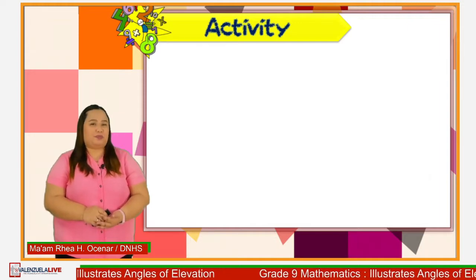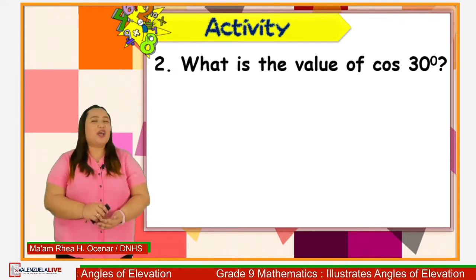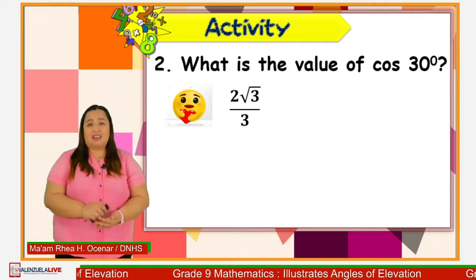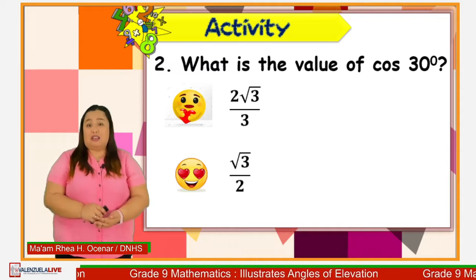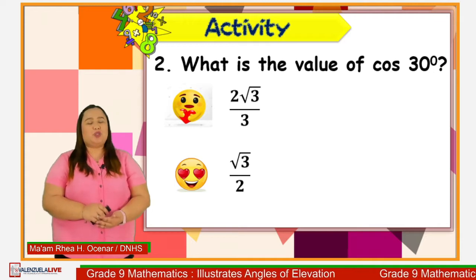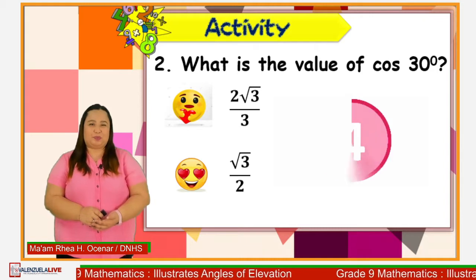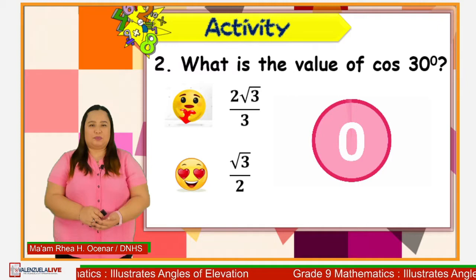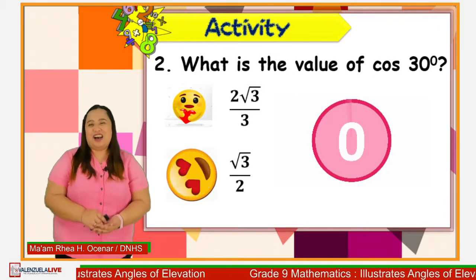Next question. What is the value of cosine 30 degree? Hair emoji if it is 2 square root of 3 over 3. And in love emoji if it is square root of 3 over 2. 5 seconds, go. Time's up. The answer is in love emoji.